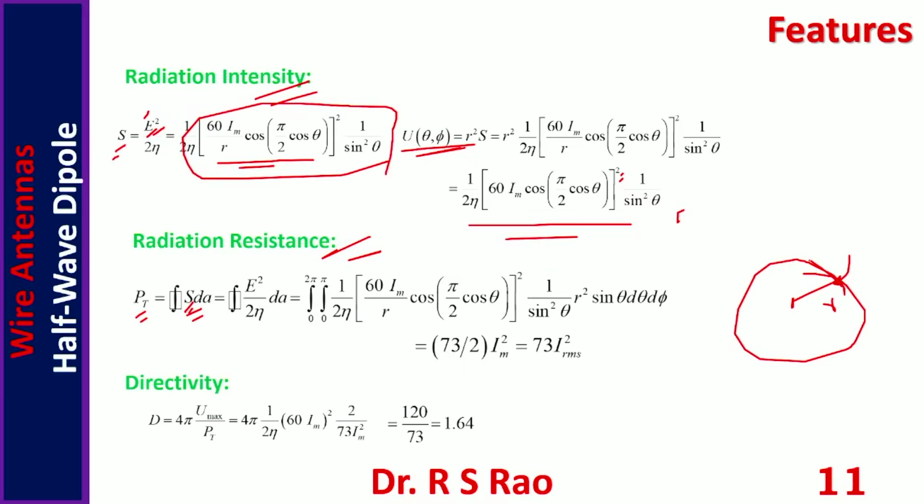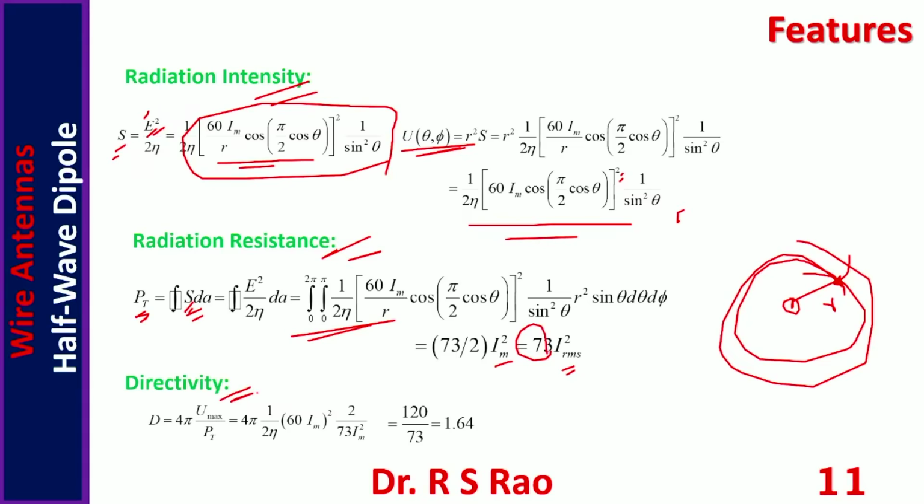Now integrate S over this surface. It gives the total power crossing the surface. The power crossing the surface naturally is equal to the power radiated by the radiator, which is of course the total power radiated by the dipole. Equate this total power radiated to I square RMS into R radiation. It gives R radiation as 73.